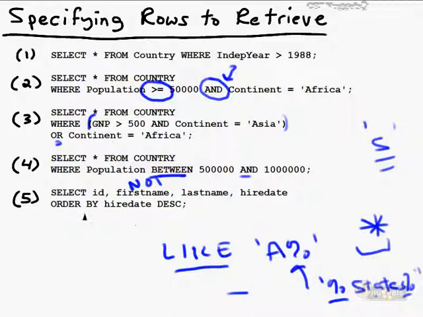Okay, in sample 5 here, we're grabbing a certain number of columns: ID, first name, last name, and hire date, and we're ordering by hire date. So here we're grabbing a few columns. We're missing some text here, aren't we? We're going to have to say FROM a particular table. But whatever table that is, we've got the rows from it. We're ordering by the hire date field.